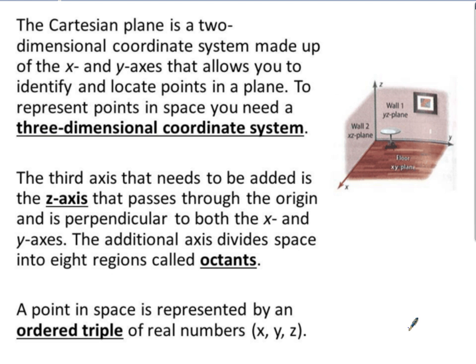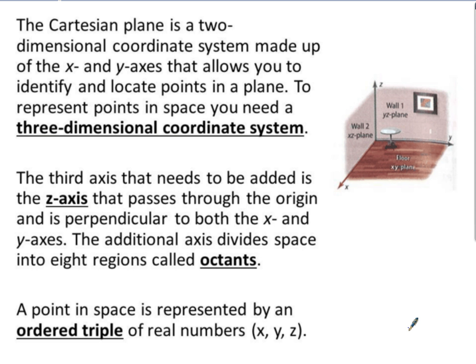The Cartesian plane is a two-dimensional coordinate system made up of the x and y axes that allows you to identify and locate points in a plane. To represent points in space, you need to use a three-dimensional coordinate system. The third axis that needs to be added is the z-axis that passes through the origin and is perpendicular to both the x and the y axes. The additional axis divides the space into 8 regions that are called octants.